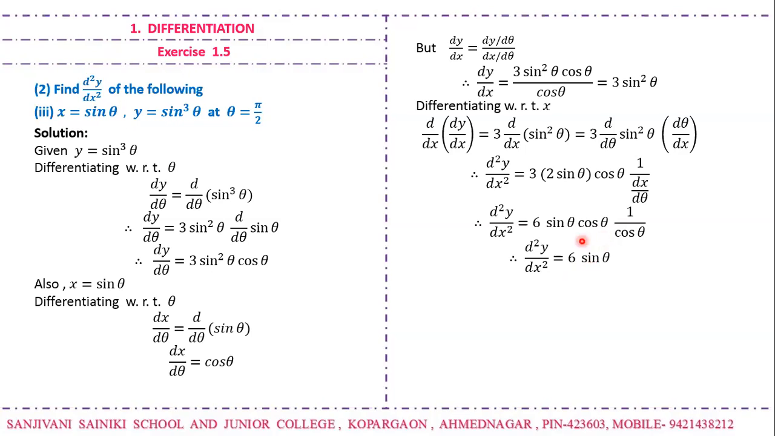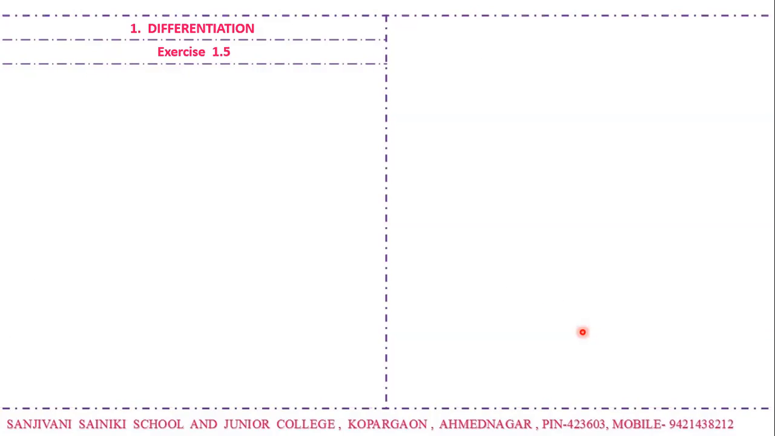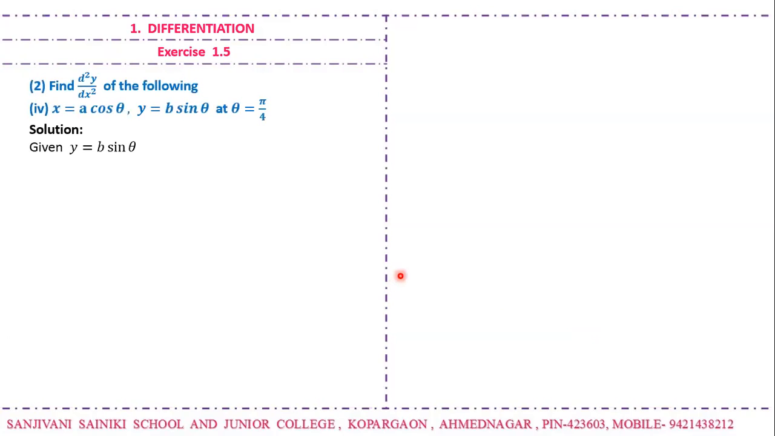But we want to find the derivative at a particular point, for the parameter theta is equal to pi by 2. So we will put theta is equal to pi by 2 in this derivative. Now sine 90 is 1. So 6 into 1 is 6. So the derivative is 6.